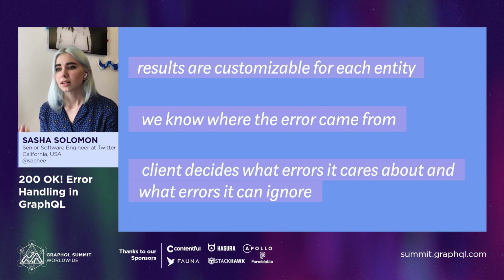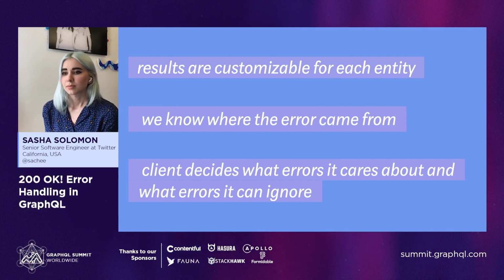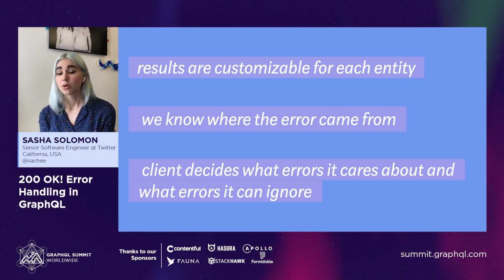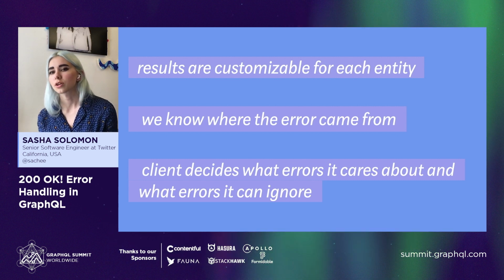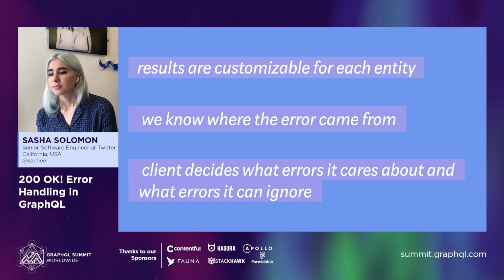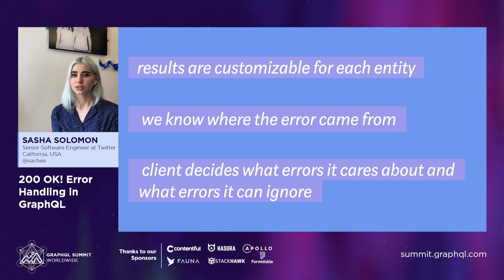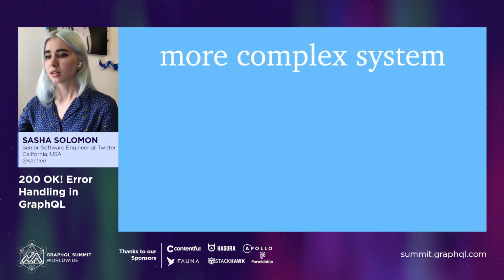And then lastly, the client gets to decide what errors it cares about and what errors it can ignore. So that's pretty cool. With union types, a client can query or not query for different errors. We didn't query for unavailable in country. We were only querying for is blocked and suspended. So what that means is if a client doesn't actually care about certain types of errors, they just don't have to query for them. So that's pretty nice too.